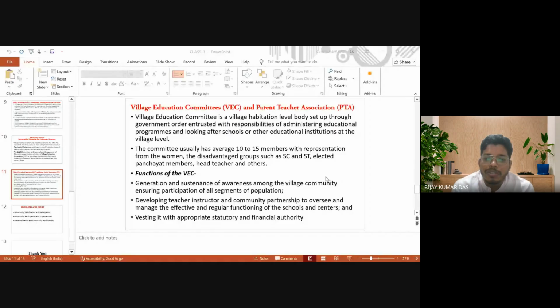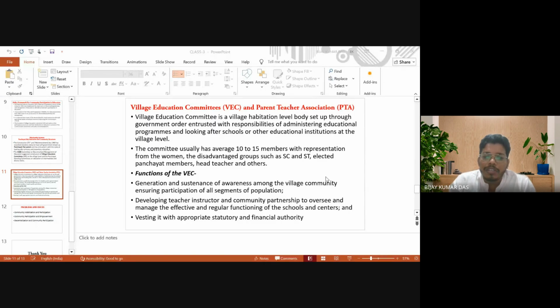Some of the functions are currently also performed by the VEC and SSA. Now SSA is gone, included in teacher education and technical education. Samagra Shiksha Abhiyan has come. Now it is on the new Samagra Shiksha Abhiyan. So ensuring enrollment of all children in the group of 6 to 14, as our target was universalization of elementary education, 6 to 14 years.